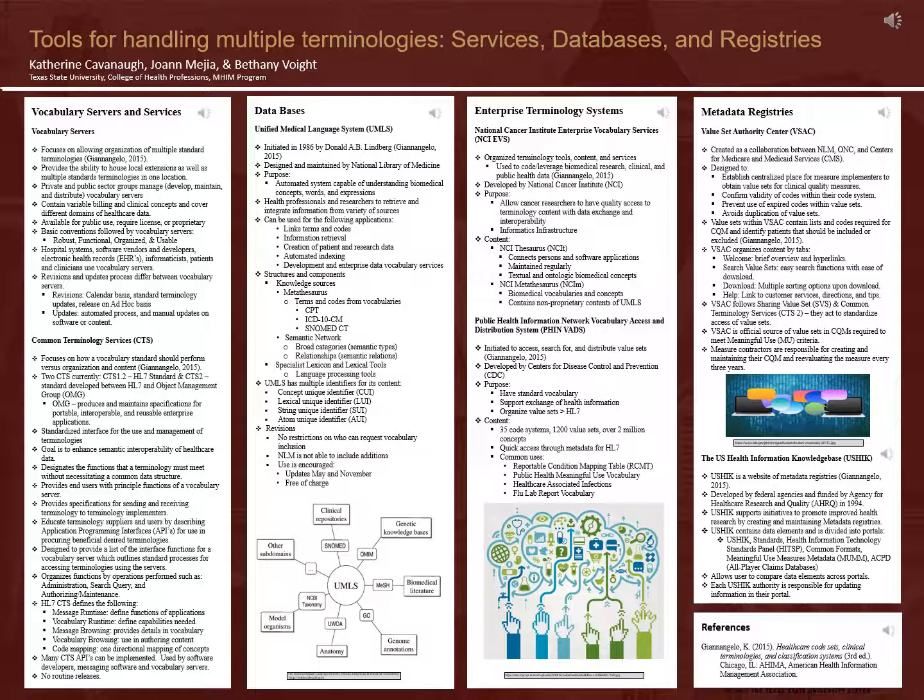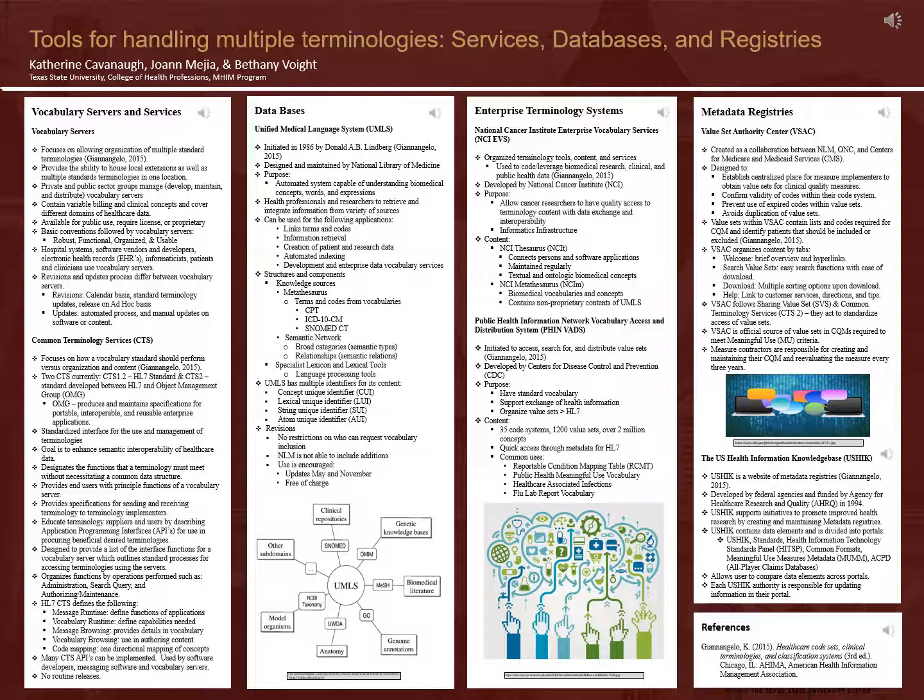There are two CTSs currently, CTS 1.2, which was developed by HL7, and CTS 2, which is a standard that was developed in collaboration with HL7 and Object Management Group, also known as OMG. OMG produces and maintains specifications for portable, interoperable, and reusable enterprise applications. CTS is a standardized interface for the use and management of multiple terminologies. The goal is to enhance semantic interoperability of healthcare data.